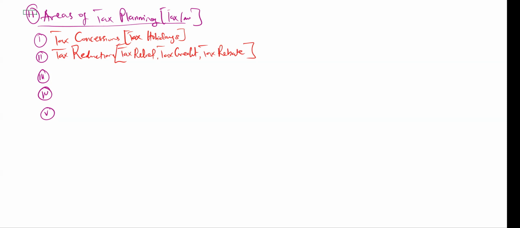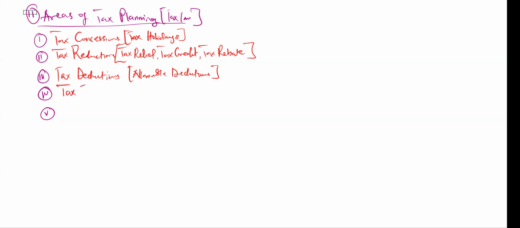So we have tax concessions, tax reductions, we have tax deductions. So the tax deductions are the deductions that are allowable by the tax law for you to deduct. This is what we call allowable deductions. Okay. This is what we call the allowable deductions.